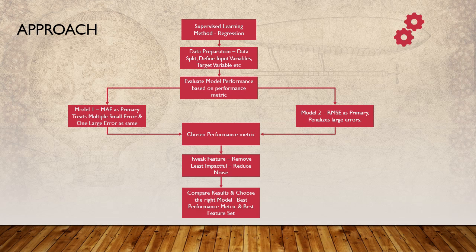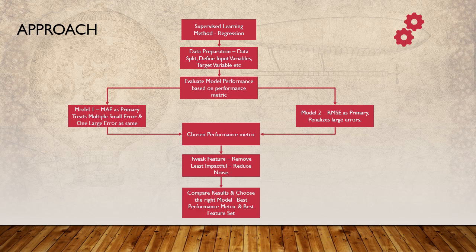As I just mentioned, we are using a regression model. The next step is to prepare the data, then split the data into training and testing sets, and then define the input and target variables. Once those are done, I'll run the model based on two primary performance metrics. One is the MAE and the other is RMSE. I'll explain why I chose both: MAE treats all errors as equal, whereas RMSE penalizes large errors. I don't know if the data has a lot of outliers, so depending upon that, I'll run these two models and figure out which one is the right performance metric.